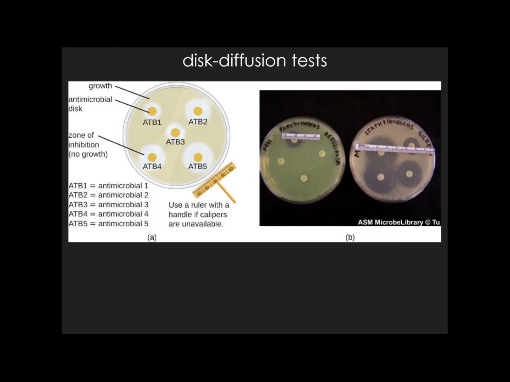The next evaluative method that we're going to talk about for chemical control of growth utilizes something called a disk diffusion test.